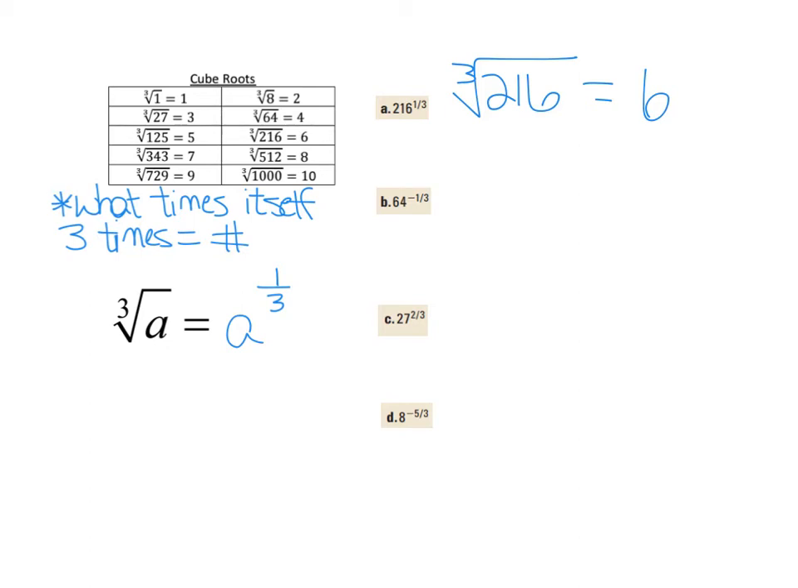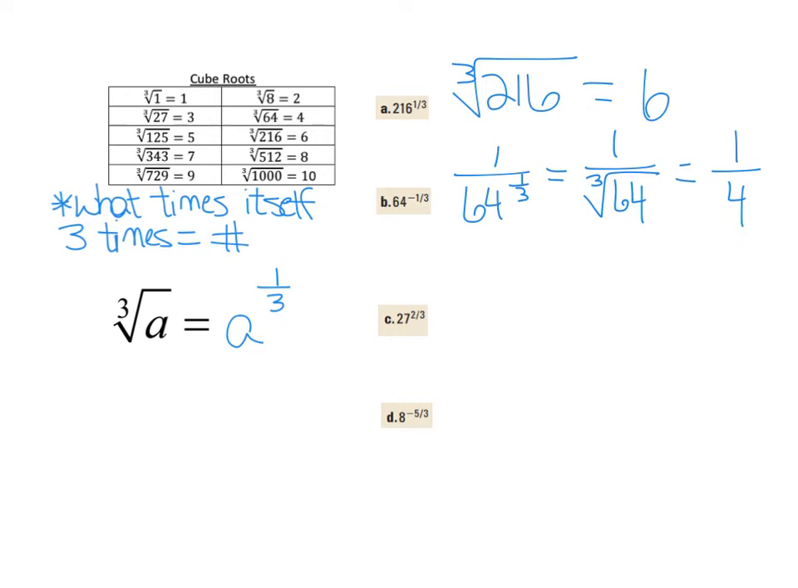64 to the negative 1/3. Fix that negative exponent. Take the reciprocal. So that's going to be 1 over the cube root of 64. The cube root of 64 is 4, so that becomes 1/4.